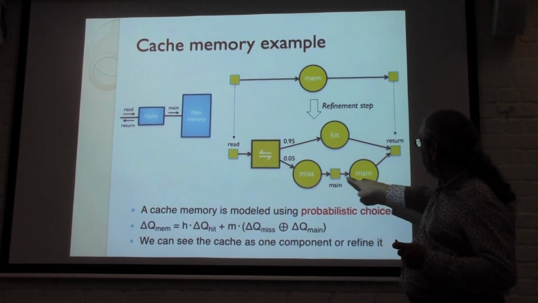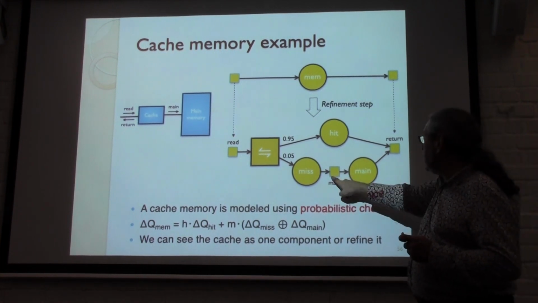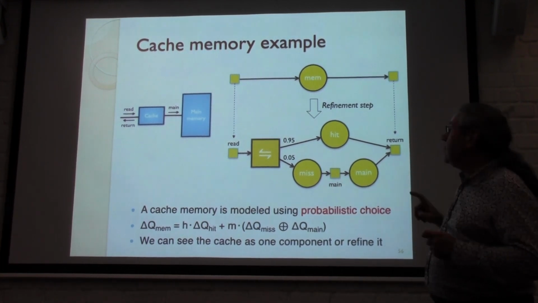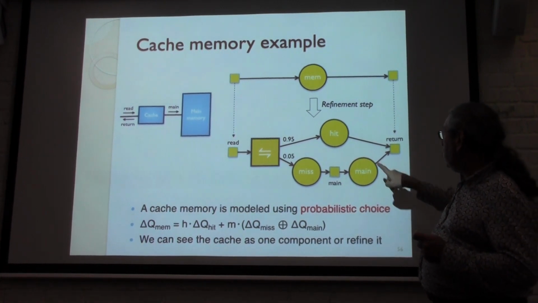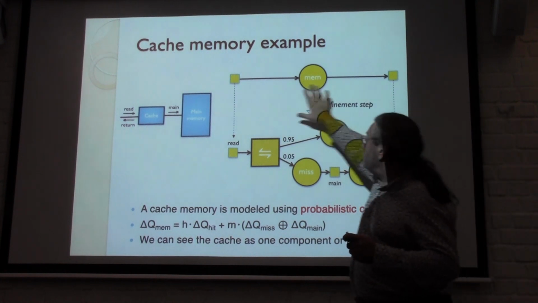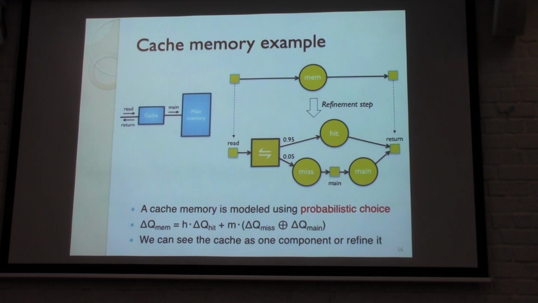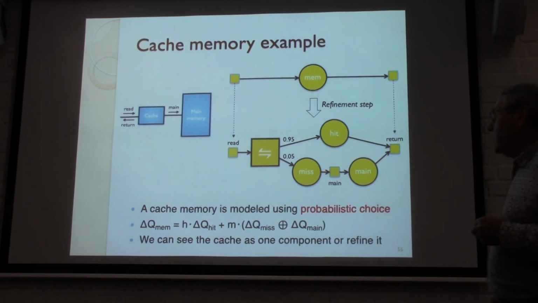So you have this main memory read outcome here. You send the message to the main memory and the main memory has to read. And you can combine these three delta Qs to get the delta Q of the whole system. So now you can see you can really do more complicated system design.